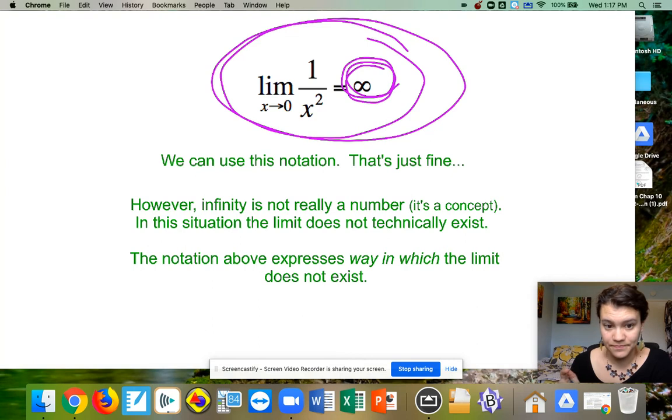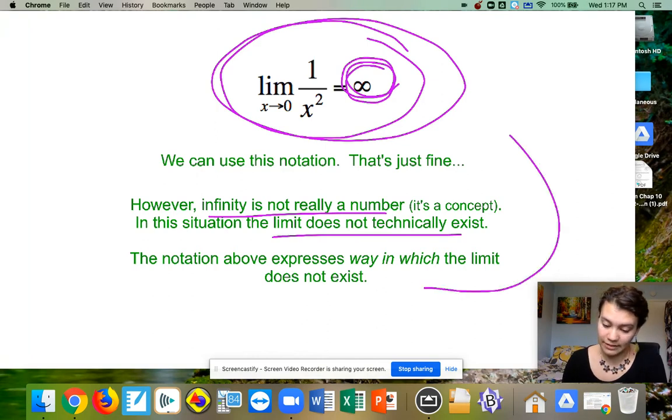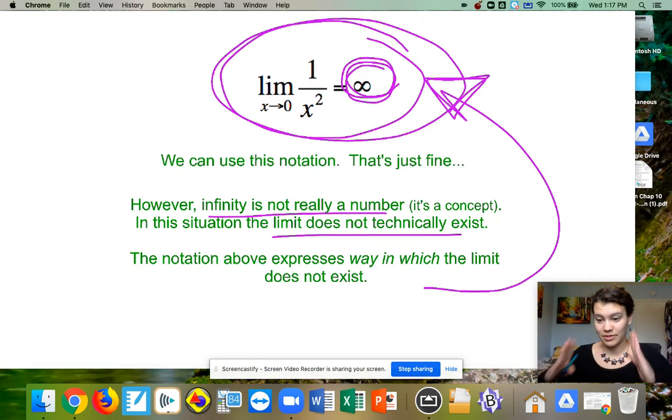That's what you want. But technically, in a real life situation, infinity is not a real number. It's a concept. It's the idea of always getting bigger. So really this doesn't exist. Like if you're building a bridge and you got the limit of infinity, you can't have a bridge of infinite length or something like that. So the limit doesn't technically exist, but writing it like this is what you should do because it tells us how it doesn't exist. Are you going to two separate things? Are you going the same way? What's happening? So it gives you more information than if you didn't.